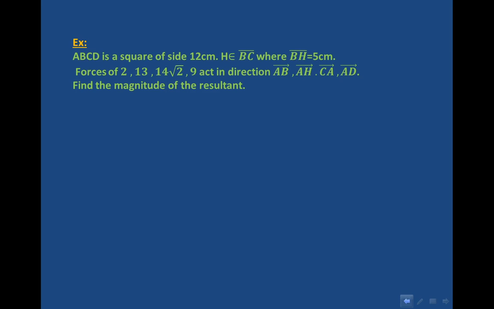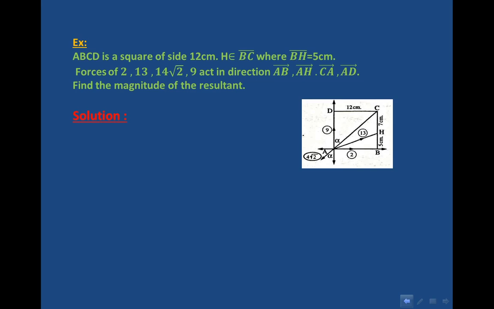ABCD, another example. ABCD is a square of side 12 centimeters and H belongs to BC, where BH equals 5 centimeters. Forces of 2, 13, 4 root 2, 9 act in the direction AB, AH, CA and AD. Find the magnitude of the resultant.